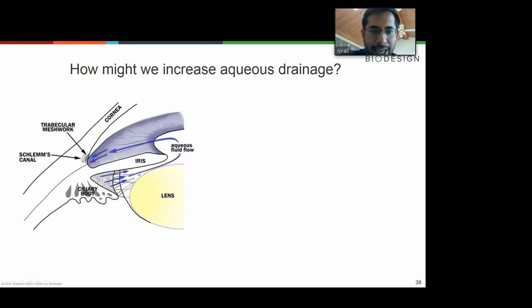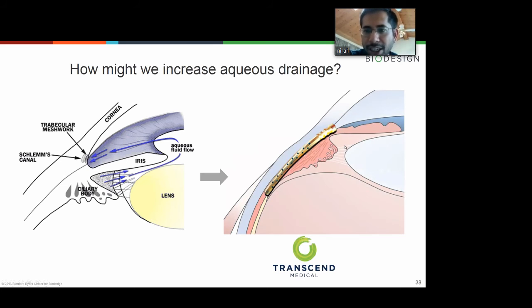So again, here's the diagram, the toilet, this is where the fluid drains. It's clogged here because usually there's some buildup of debris, cells blocking the drainage. So you can develop a shunt. You basically have a tube here that bypasses the block and allows fluid to flow out. So this is actually the company I worked for, called Transcend Medical.